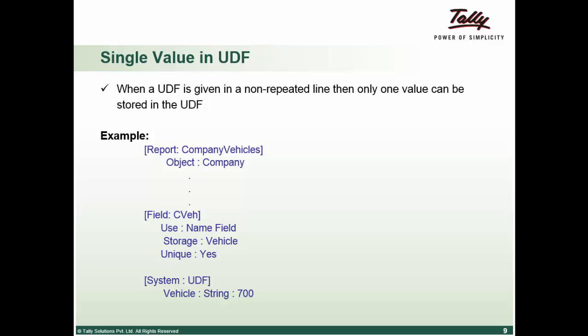This clearly states that my report object context is company. It has a storage called vehicle and the system UDF vehicle string 700. So my UDF name, its data type and its index number. So does this mean the index number range we have provided, 20,001 to 59,999, is for all the data types? Say I have a UDF named vehicle string 700. Now we provide vehicle number type number and give 700 to that. Will it clash or will it work?